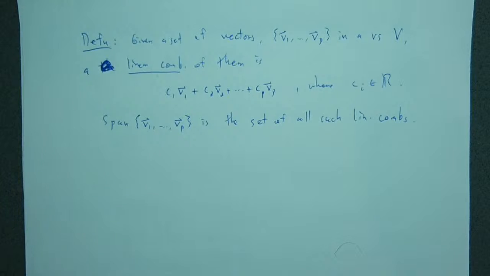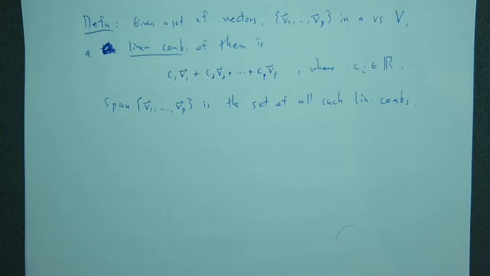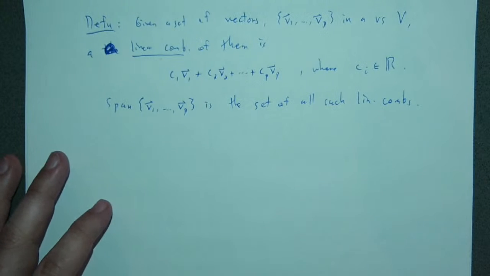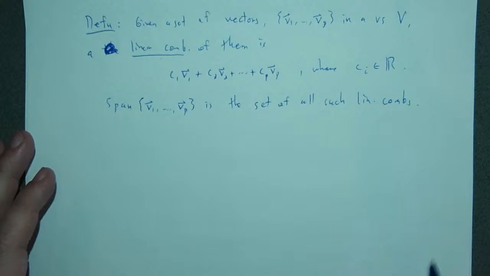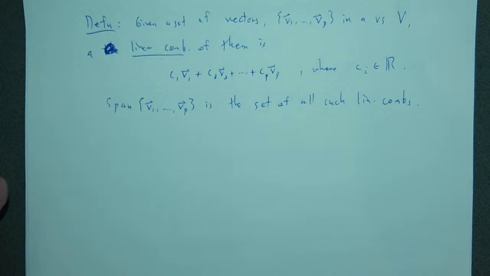So this defines linear combination and span in the more general setting. Sorry, I don't mean this Friday. The 9th is this Friday. It would be next week, not this weekend. So this is the set of all linear combinations.